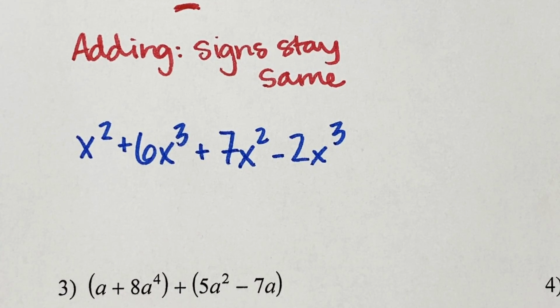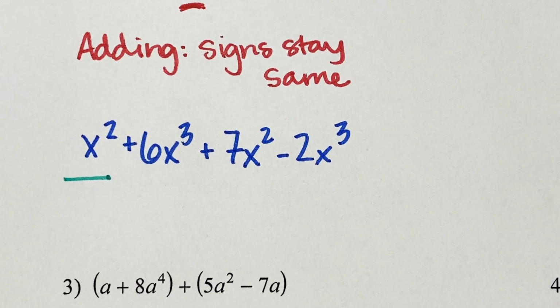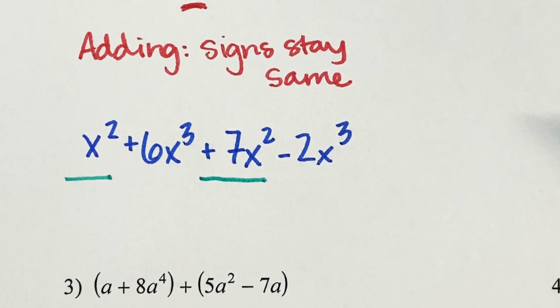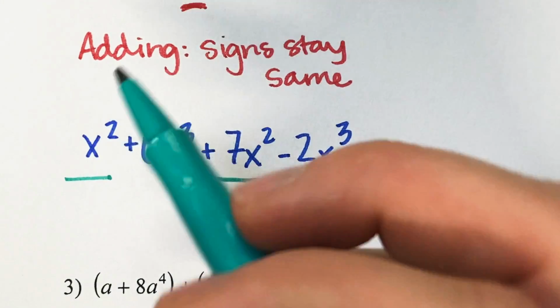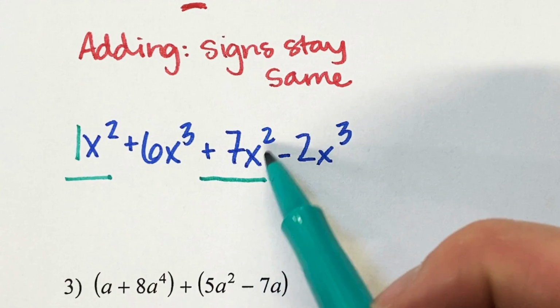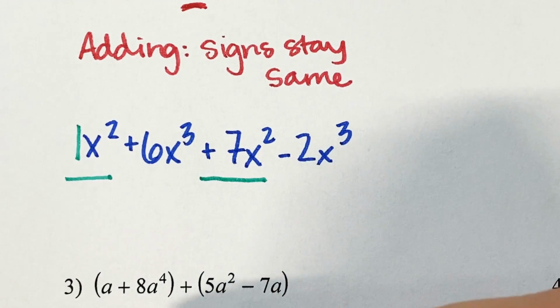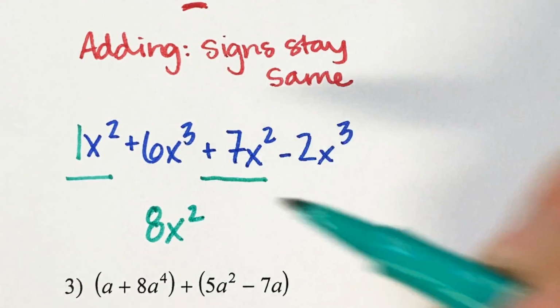So let's take a look at our first term. Our first term is x squared. Where's my other term with an x squared? It's going to be this plus 7x squared. So what is 1x squared, because there's that 1 there, what is 1x squared plus 7x squared? 1 plus 7. We get 8x squared.